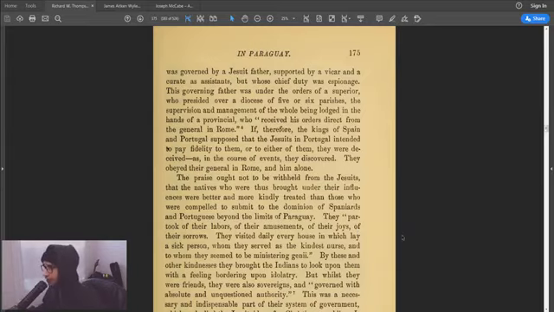By these and other kindnesses, they brought the Indians to look upon them with a feeling bordering upon idolatry, as well as Sabianism. Okay, so by these and other kindnesses, they brought the Indians to look upon them with a feeling bordering upon idolatry. They worshipped them. They thought they were gods. But whilst they were friends, they were also sovereigns, and, quote, governed with absolute and unquestioned authority, end quote.